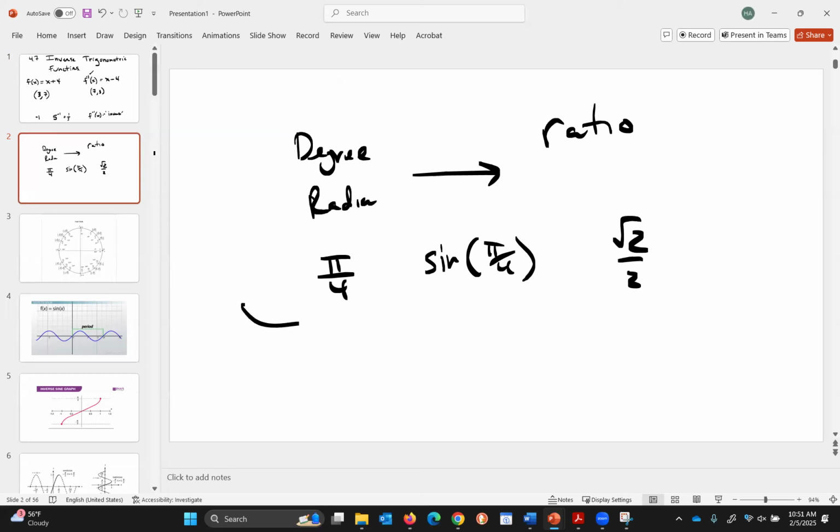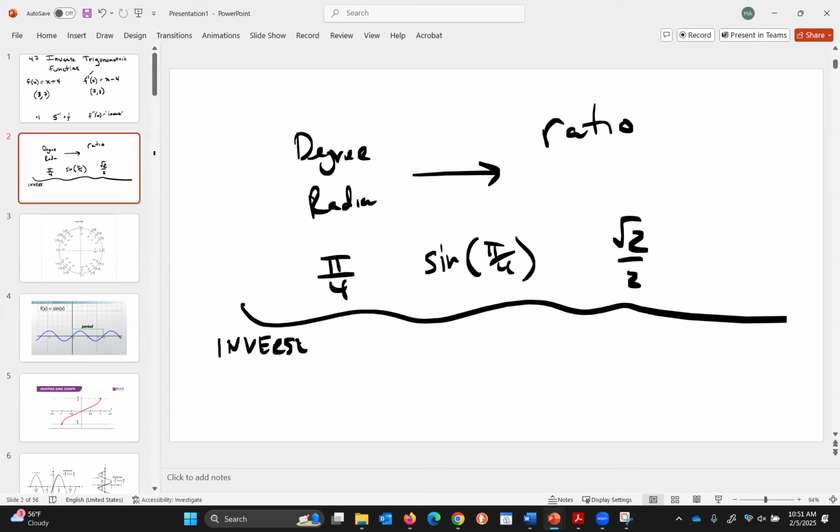Inverse? We're going to go backwards now. So inverse is going to be now, I'm going to give you a root 2 over 2. And I'm going to say, I want the sine inverse of root 2 over 2. And the answer that you're going to give me is pi over 4. Perfect. Okay. Now, that's the easy part of here. Does it get more complicated?